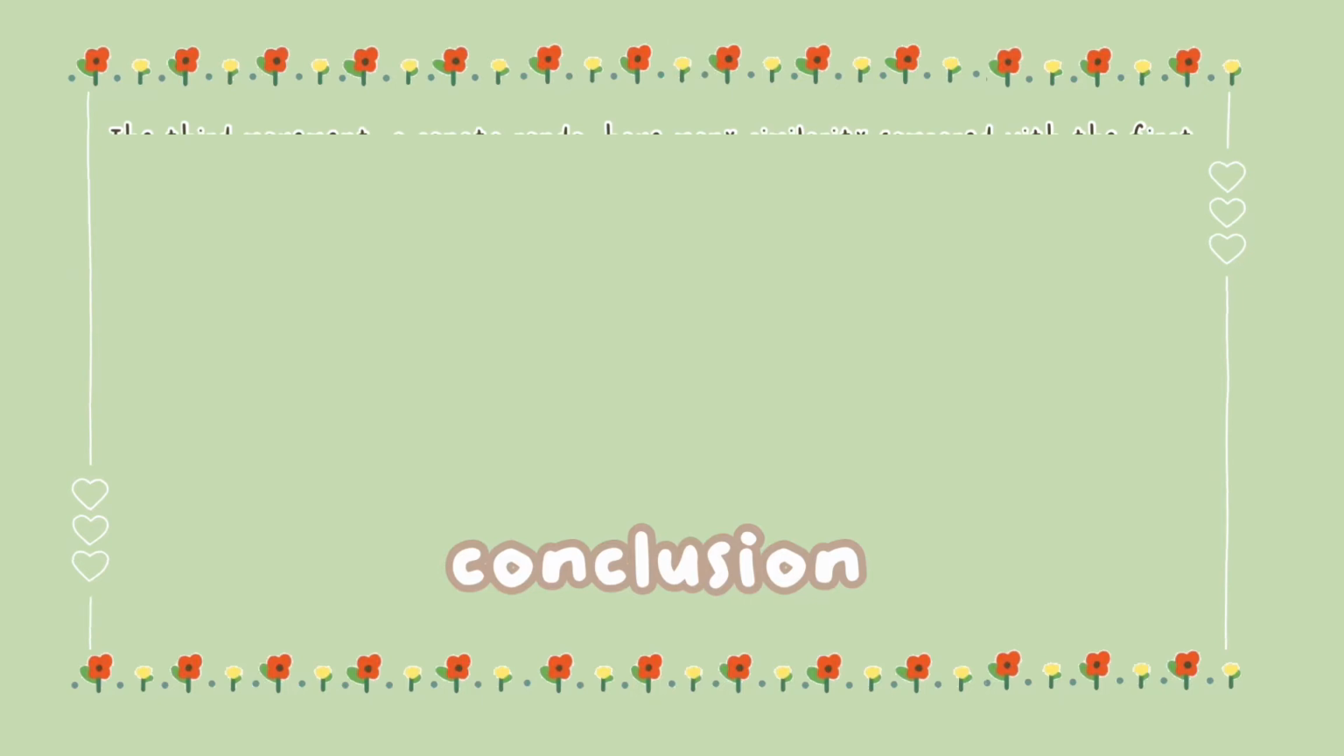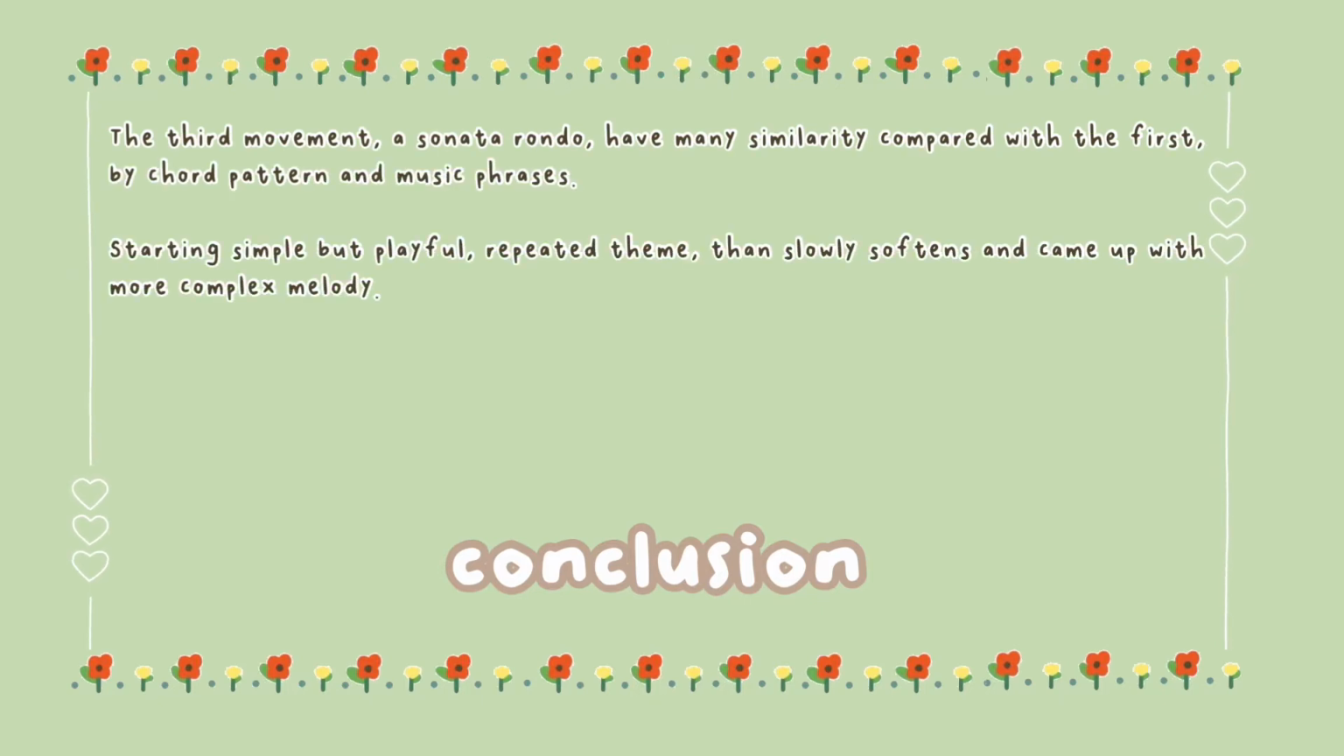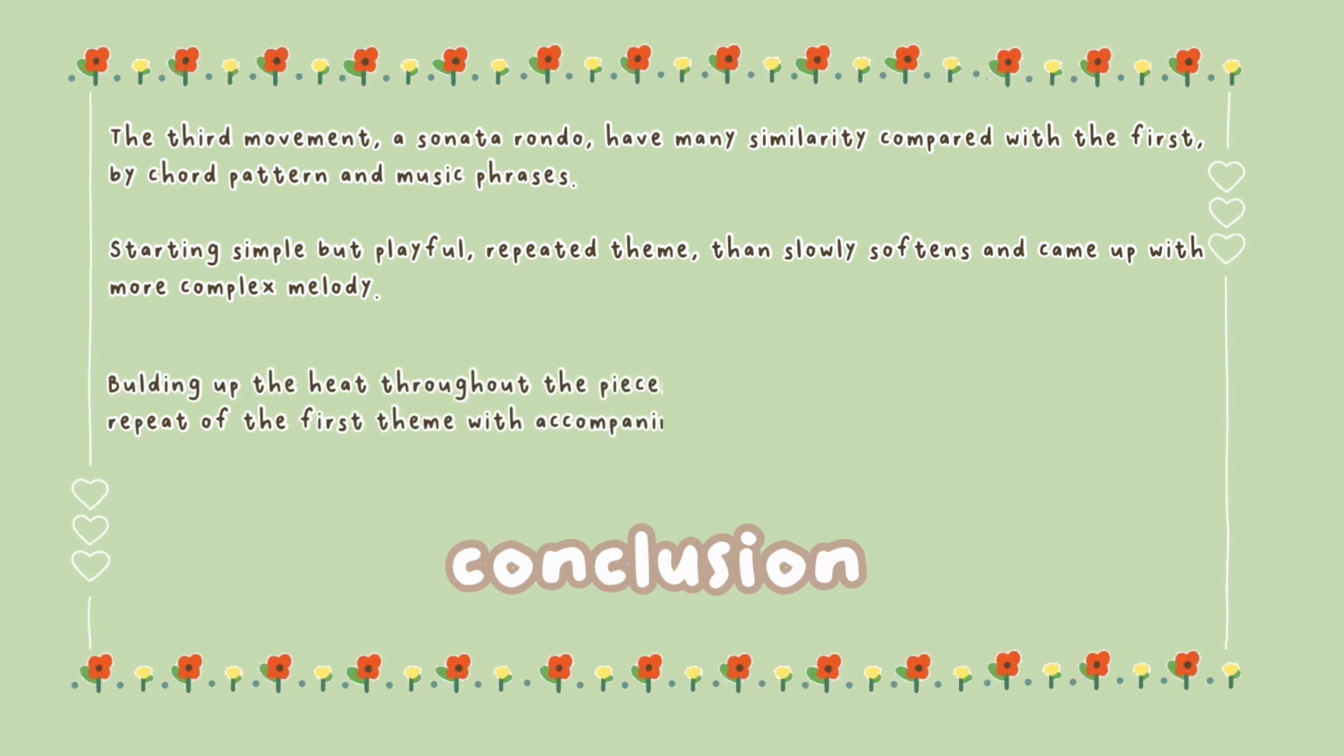Conclusion. The third movement, the sonata rondo, has many similarities compared with the first, in chord pattern and musical phrases. Starting simple but playful, the repeated theme then slowly softens and comes up with a more complex melody, building up the height throughout the piece and ending with the final repeat of the first theme with accompaniment variation.